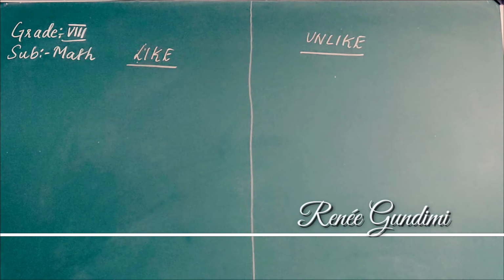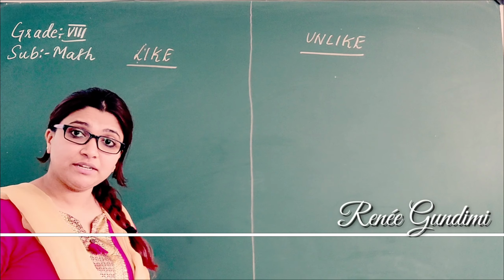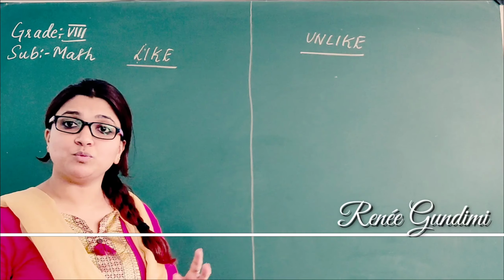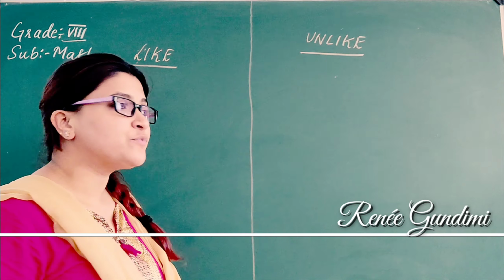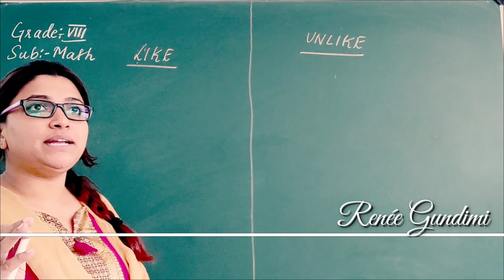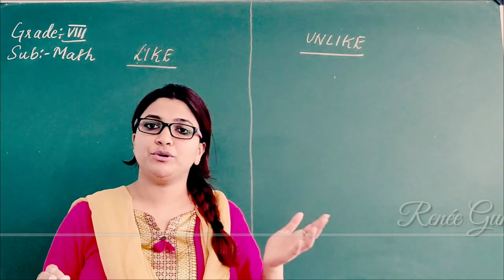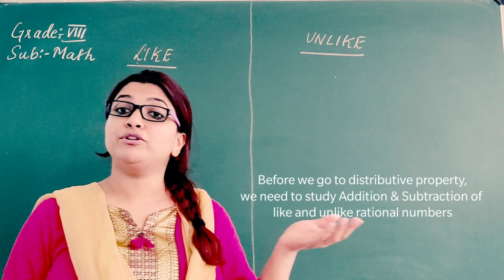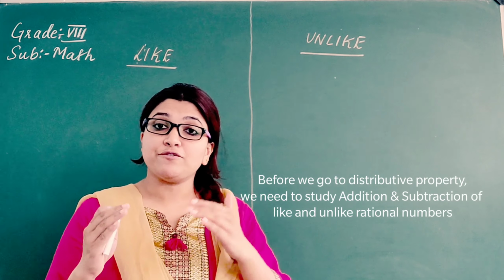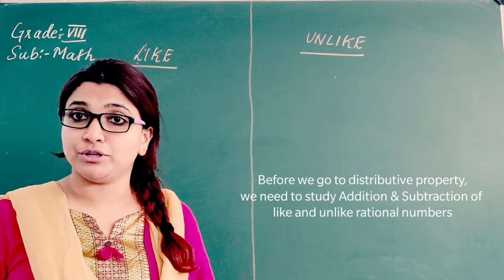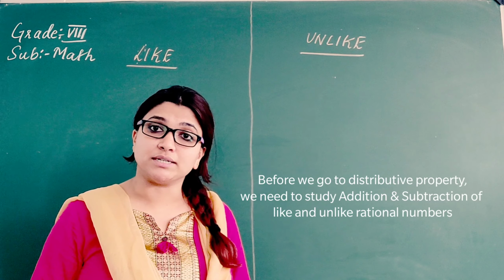Now I'll tell you how to add fractions with like denominators and with unlike denominators. I think you have studied in the previous class as well how to add and subtract two rational numbers: if they have the same denominator, how do you do it, and if they have different denominators, how do you do it?